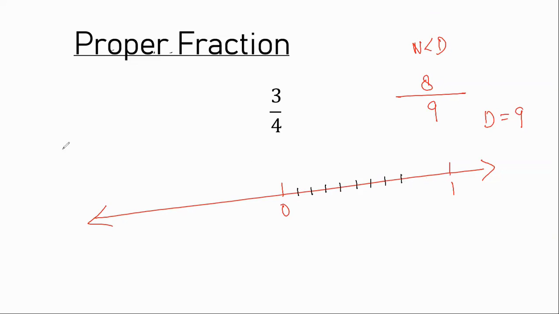Now this distance is a little larger, so I will just draw one here. Okay, this is 1. So now we have to draw 8 over 9. This is 1 over 9, 2 over 9, 3 over 9, 4 over 9, 5 over 9, 6 over 9, 7 over 9, 8 over 9. So this is the number that I have to draw on the number line. This is the formation of 8 over 9 on the number line.